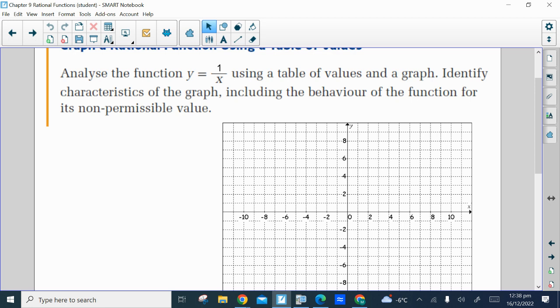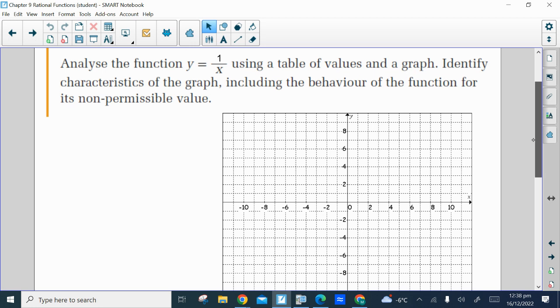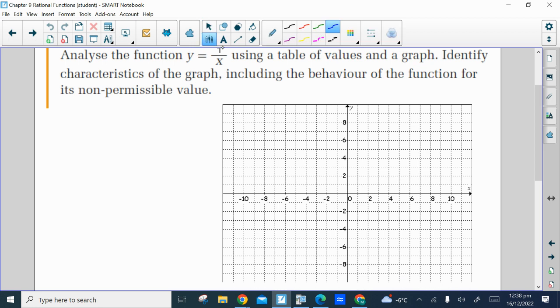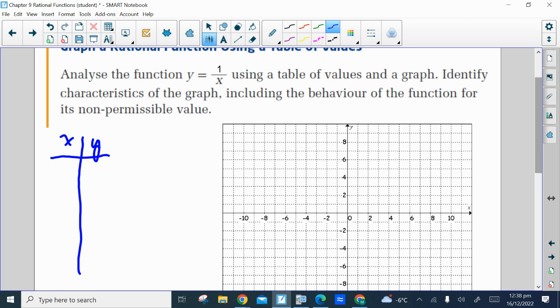Graph the function y = 1 over x. We'll use a table of values. We'll identify characteristics and talk about the behavior of the function for its non-permissive values. So when I set up my table of values for this, I'm going to do two different tables of values. One where x is positive and one where x is negative. Looking at the function y = 1 over x, we do have a restriction on x. It can't equal 0 because you can't divide by 0. So let's see what happens as we get close to 0 and then far away from 0.